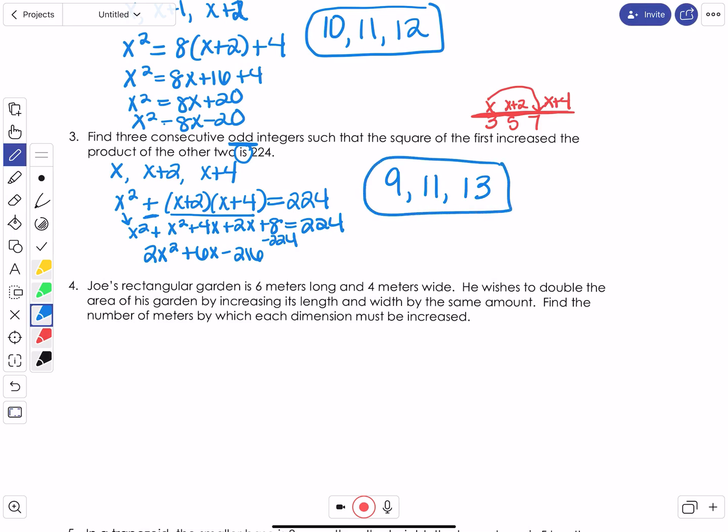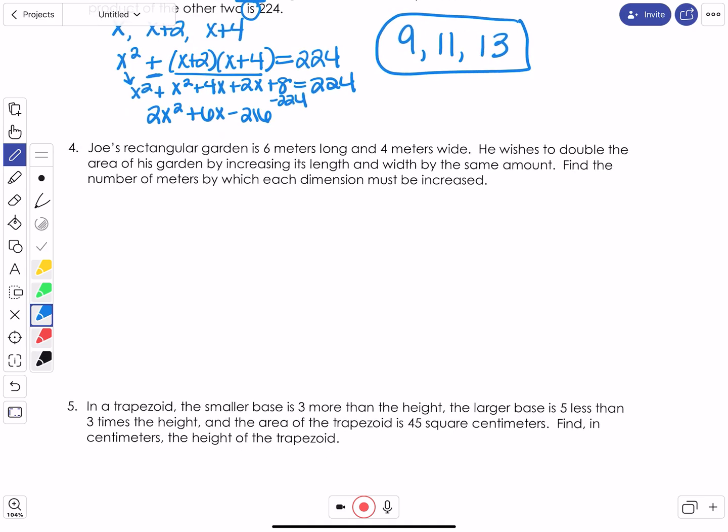Those are our 3 consecutive odd integers. Okay, so those are some consecutive odd integer problems. Now let's get into shapes, because the title of this was shapes and consecutive integers. So let's get into shapes. That's our other type of word problem that we're going to focus on.